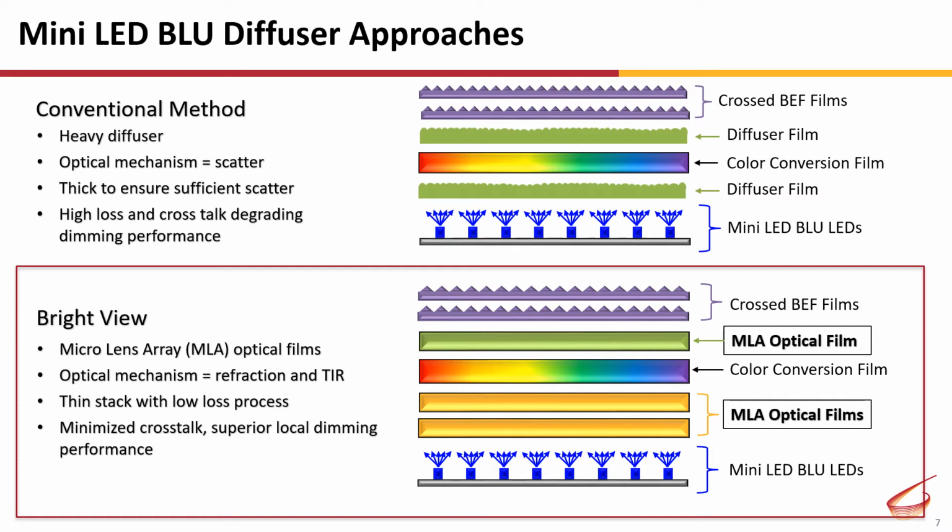BrightView takes a different approach. Instead of using conventional diffuser films, microlens array or MLA films are used and provide much improved performance. Instead of scattering, MLAs rely on refraction and total internal reflection to manage optics. The result is a thinner film stack, minimized crosstalk, and superior local dimming. Next, we'll talk a little bit about how that works.